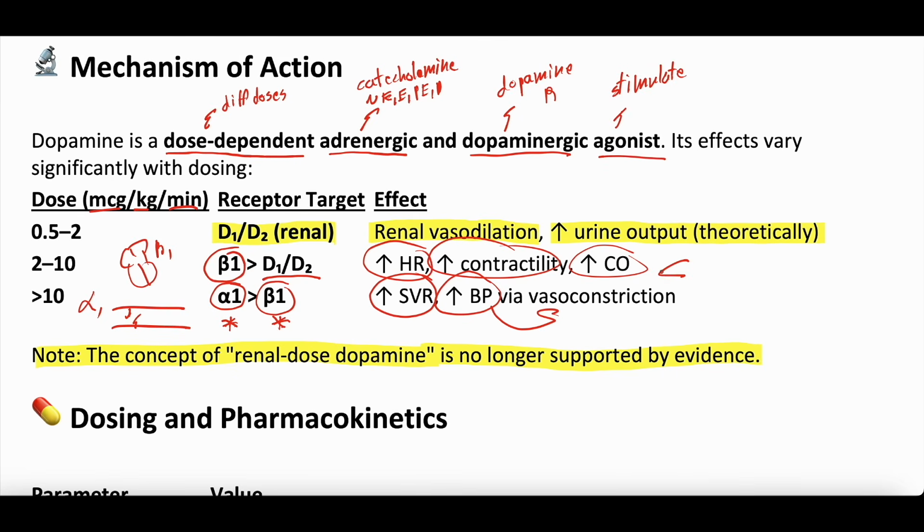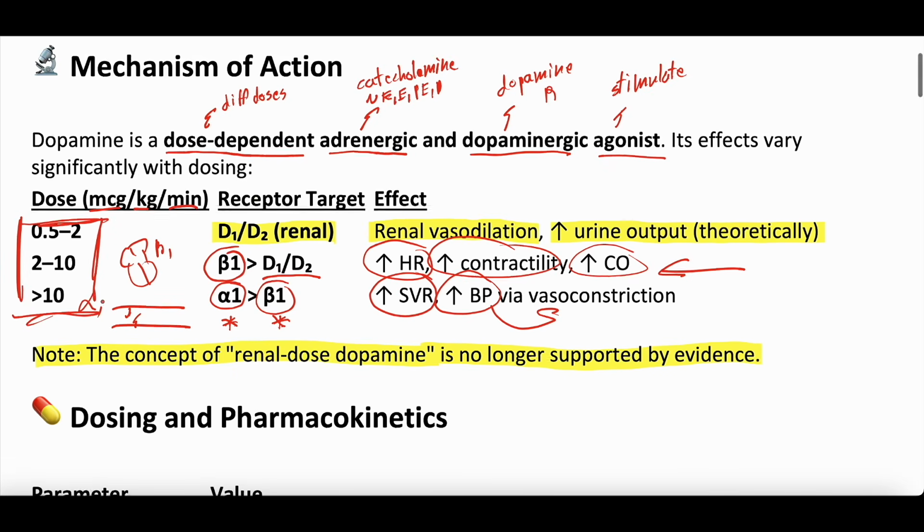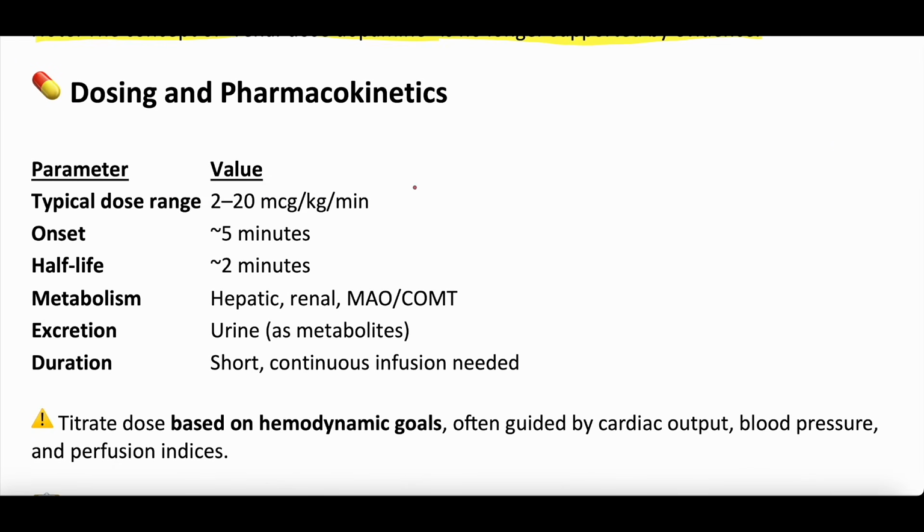It still has a little bit of the cardiac beta-1 effects, increasing heart rate, contractility, and cardiac output, but it primarily increases your blood pressure at these higher doses. And this will be important when we talk about indications, because there's going to be some dose-dependent indications here as well. So dosing and pharmacokinetics. Typical dosing range, although this is more theoretical, people use all sorts of different doses, is 2 to 20 micrograms per kilogram per minute.